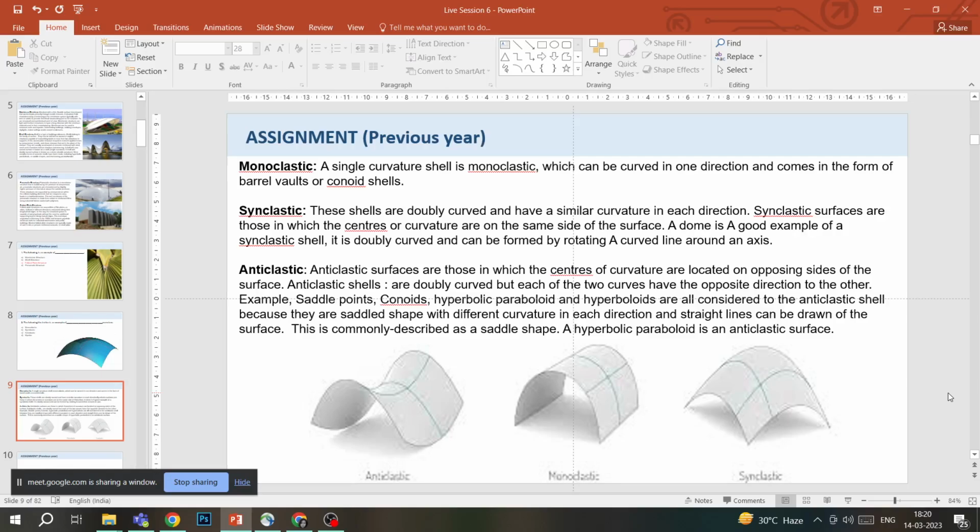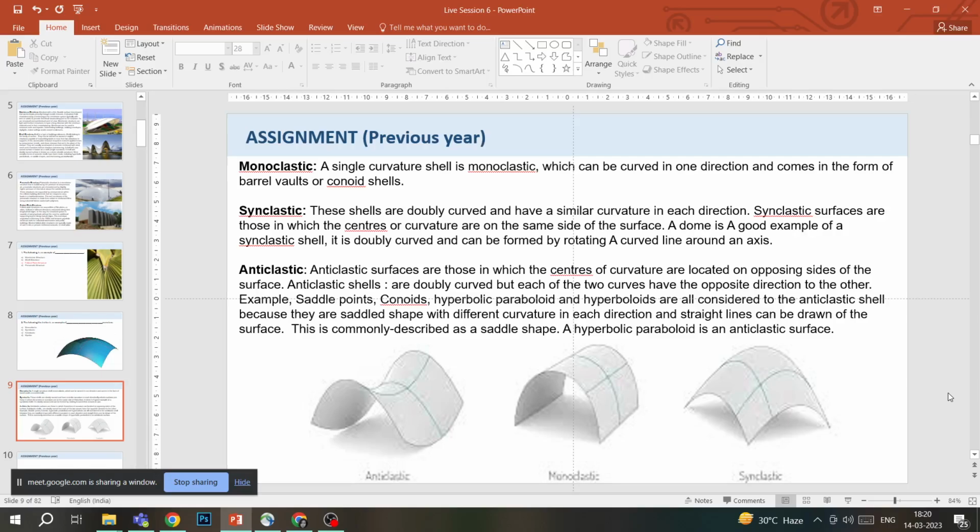So monoclastic is just one curve which is going around one axis. What happens in synclastic is that it is doubly curved. It has two curves. Anticlastic and synclastic both have double curves. And basically in synclastic, for example, this is one curve and this is another curve. The center of both of these curves is on the same side. So that's how synclastic is defined. A major example is a dome and also other kinds of shapes. As you can see in the image below, that's also an example of synclastic.